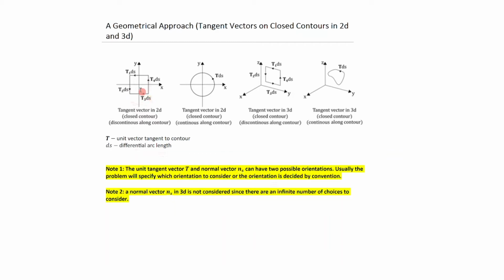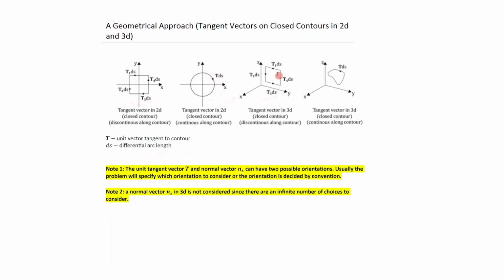Why? Because this line is not continuously differentiable. So we would have to look at this as four separate problems. Here, on the other hand, is a smooth contour, and so this can be represented by one tangent vector, as shown here. That would be the 2D case.